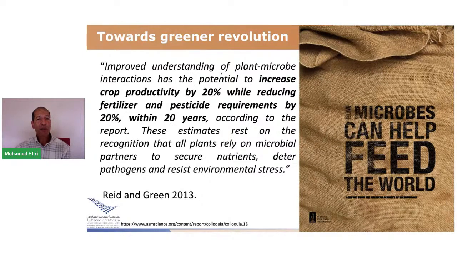Improved understanding of plant-microbe interactions has the potential to increase crop productivity by 20%. This is enormous. This is a really good percentage, while reducing the fertilizer and pesticide requirement by 20% within 20 years, according to this report. These estimates rest on the premise that all plants rely on microbial partners to secure nutrients, fight pathogens, and resist environmental stress.